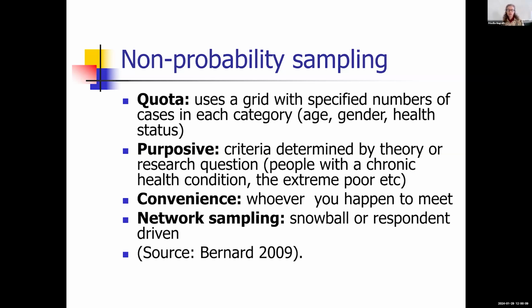And then there's network sampling. Now, if you have a hard to reach population, you might identify somebody who's HIV positive and then ask them if they know somebody else who might want to be included in the study, that snowball. Or you could just leave it to the respondent to identify other respondents. Okay, so that's just a very broad overview.